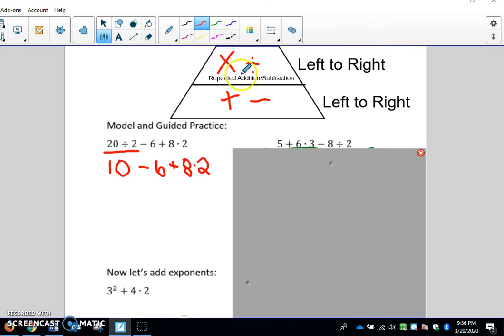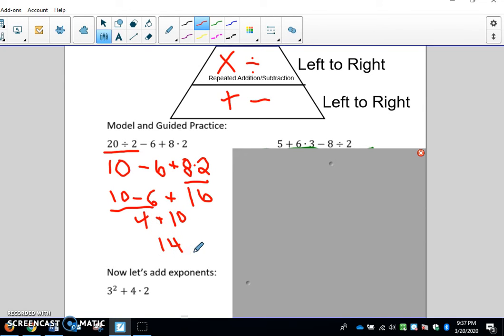So I'm done with division, so now I'm looking for multiplication. Notice I got multiplication here. 8 times 2 is 16. Now I'm going to rewrite everything else. So I got 10 minus 6 plus 16. Now, I'm done with this level of triangle, so now I'm going to go into addition and subtraction. So now I've got to look, and I've got addition and subtraction. I want to go left to right, so I'm going to do the one that's on the left first. 10 minus 6 is 4, and then when I add 10, I'm left with 14.